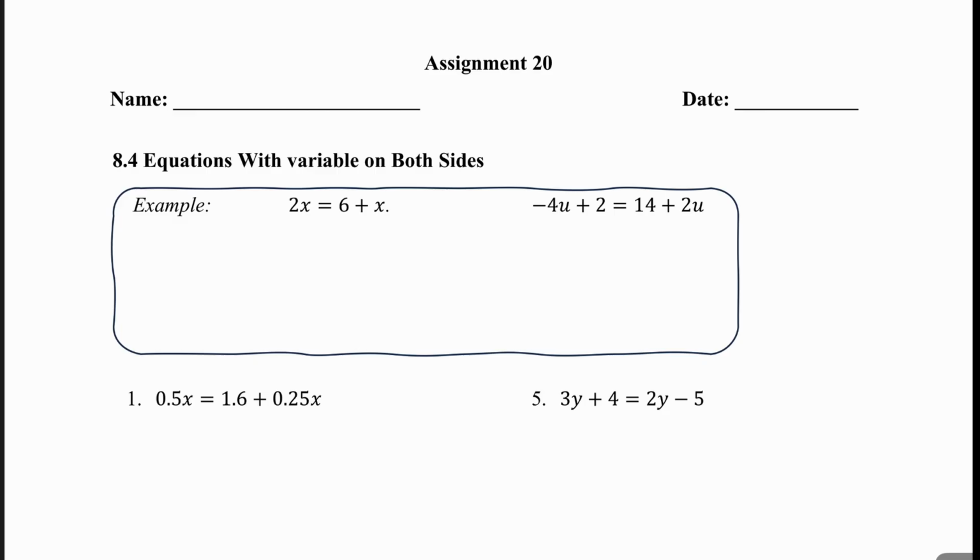In the previous assignments, the variable was only on one side of the equation, but now the variable can appear on both sides. Our goal is still the same. We want to get the variable alone. It can be x, y, z, a, b. So what do we have to do? We have to isolate the variable on one side only. To do that, we follow this idea. First, move all the variables to one side, then move the constants, or the numbers, to the other side.